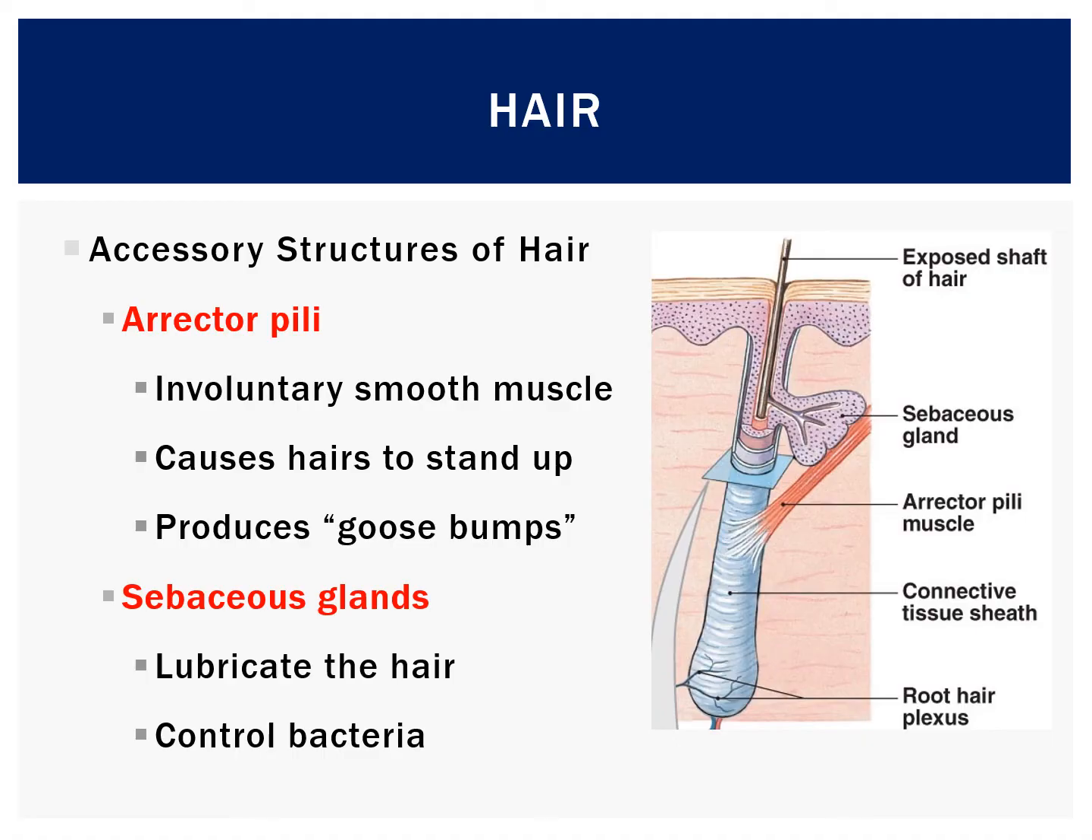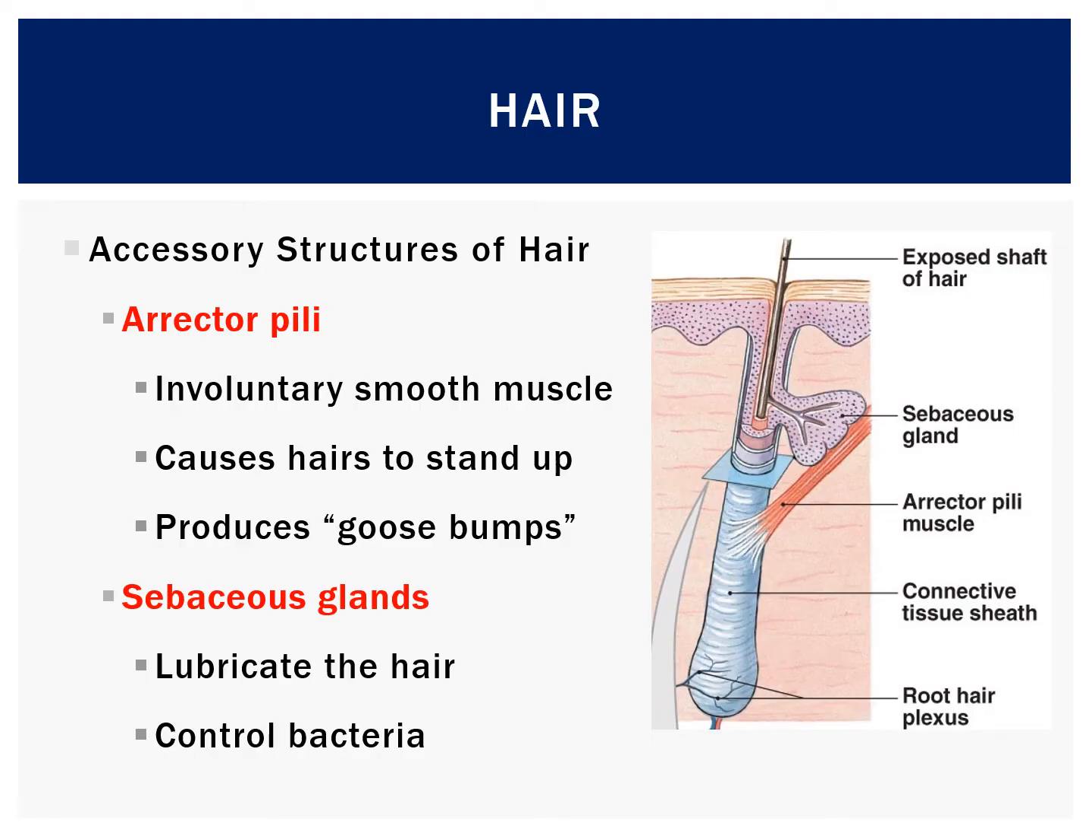Two important accessory structures of hair are the erector pili and the sebaceous gland. The erector pili is an involuntary smooth muscle. Contraction of the erector pili muscles can cause the hair to stand up straight, which produces goosebumps. When you watch a ghost story, you feel goosebumps, right? It is produced by this erector pili muscle, which pulls the hair and causes the hair to stand up.